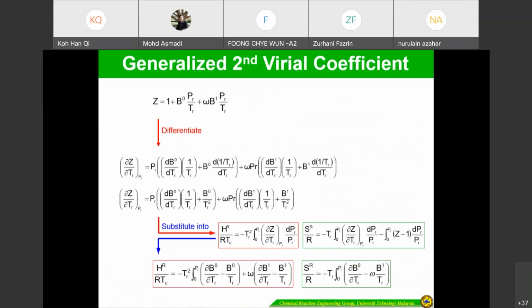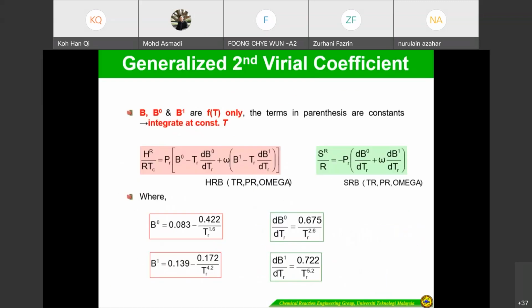So the second one is using the generalized second virial coefficient. The second virial is applicable only for low to moderate pressure. You have to remember that. To use this one, this is also derived, and this is the final equation.